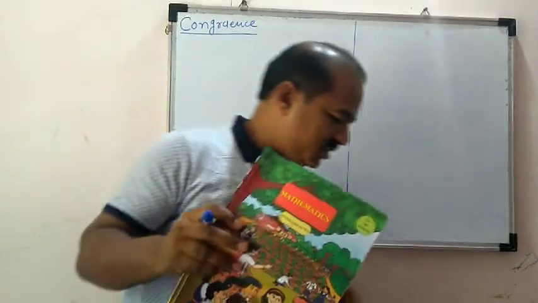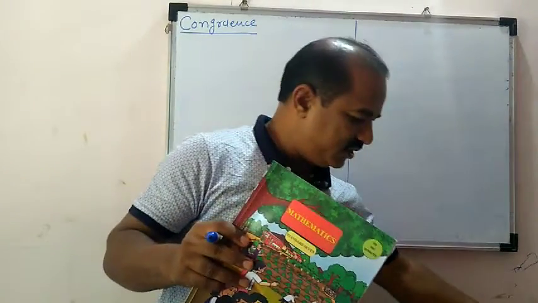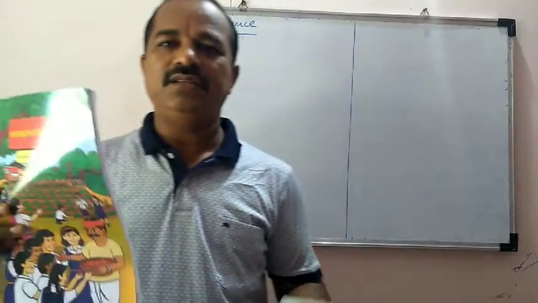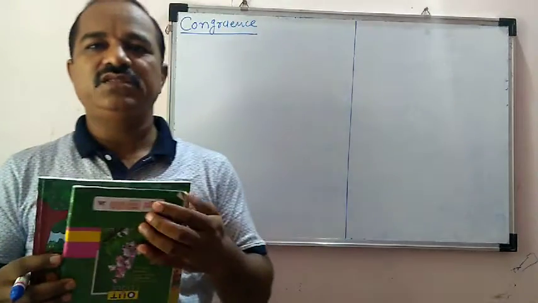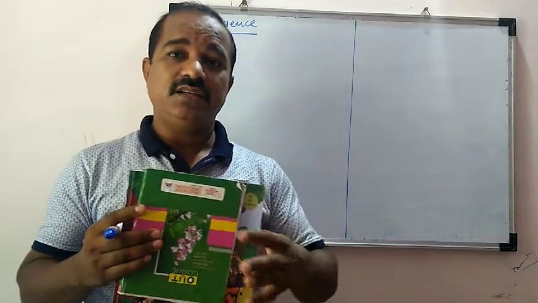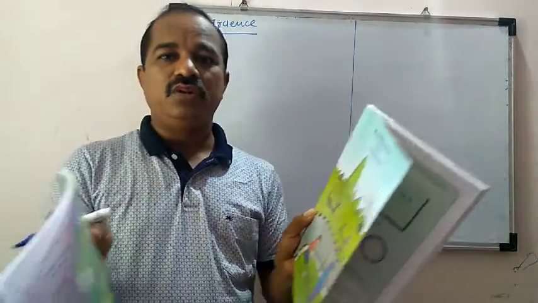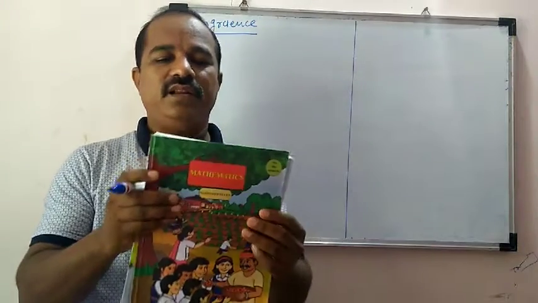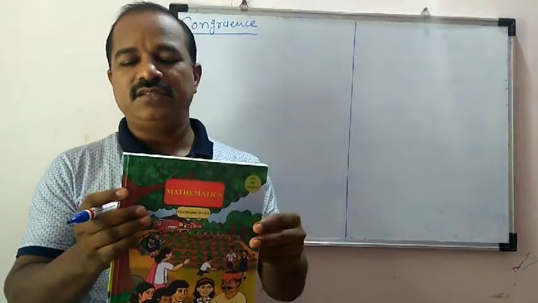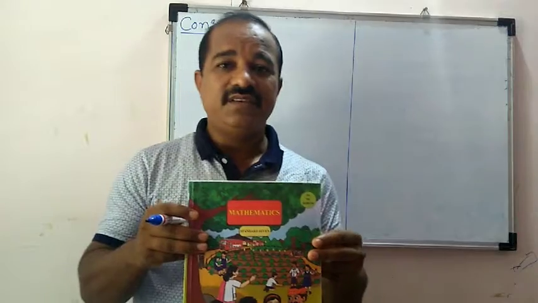Here I have two objects in my hand. One is the notebook and another is the textbook. When I put these two objects over each other, do they fit exactly over each other? No, they don't fit exactly over each other. Now I replace the notebook with another notebook and put them over each other. Then I see that these two books fit exactly over each other.